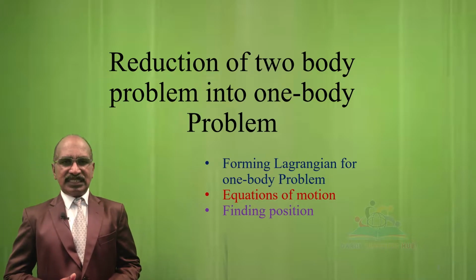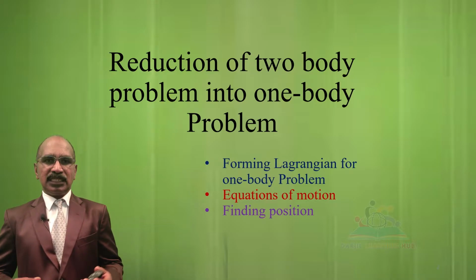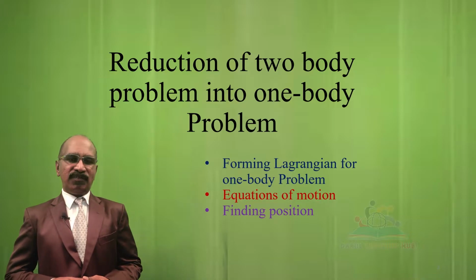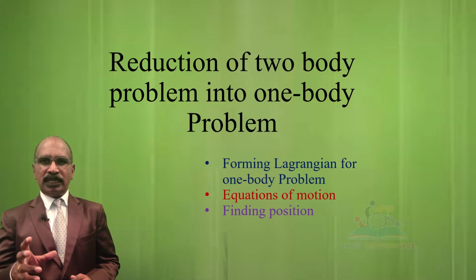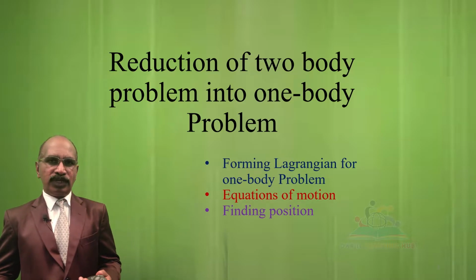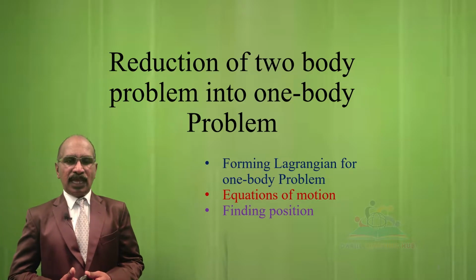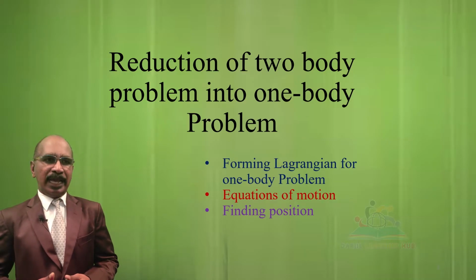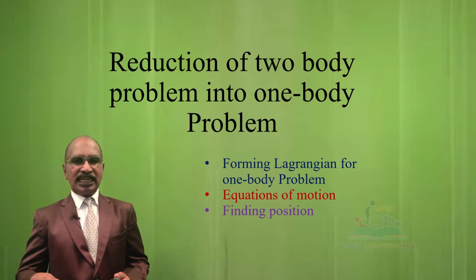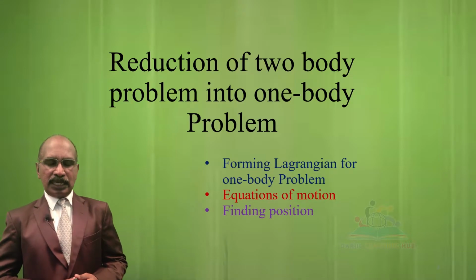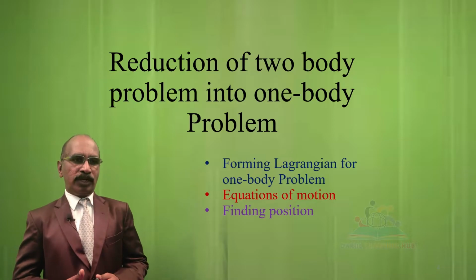There are plenty of examples. The first one is the earth revolving around the sun, which is one of the two body problems. Or you can think of the moon revolving around the earth, which is also another two body problem. And also you can think of an electron revolving in elliptical orbits around the nucleus. So this is a two body problem.